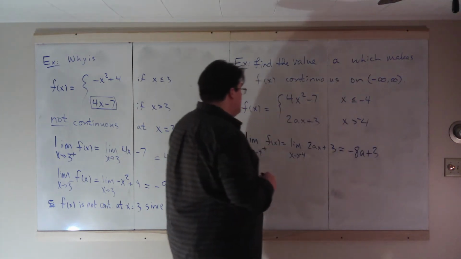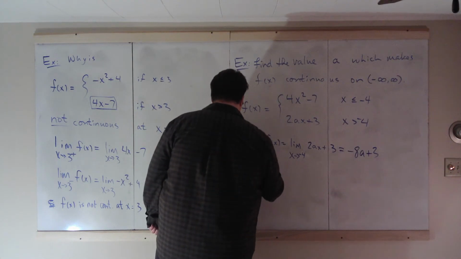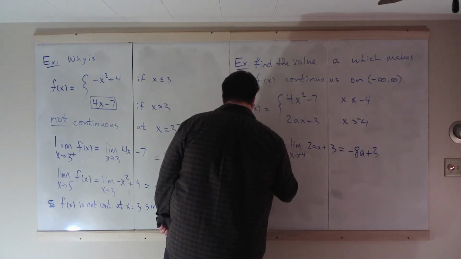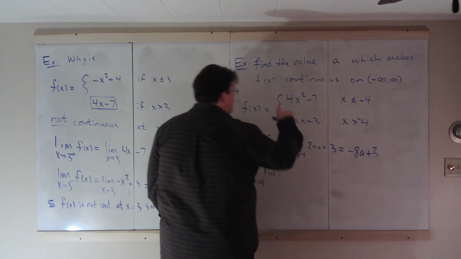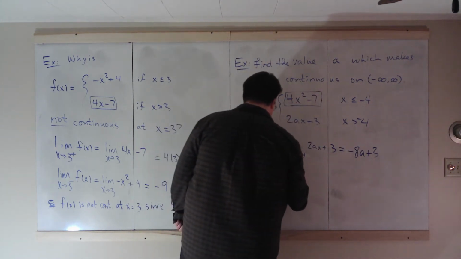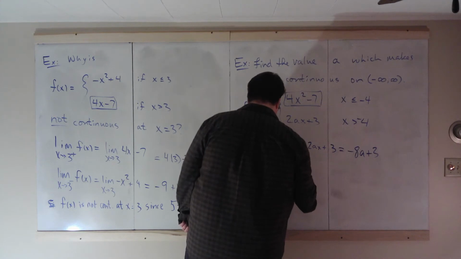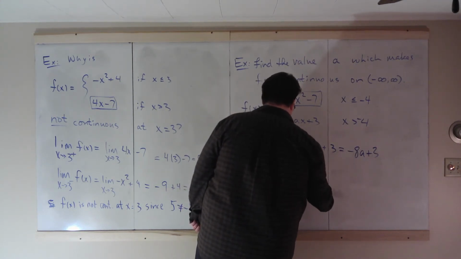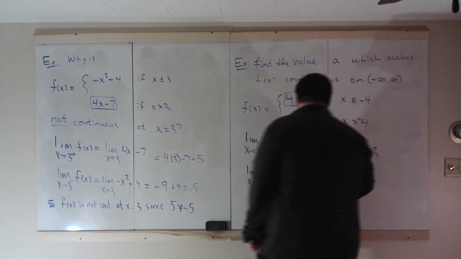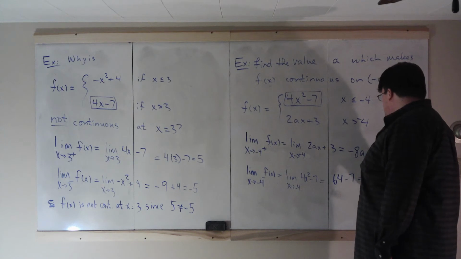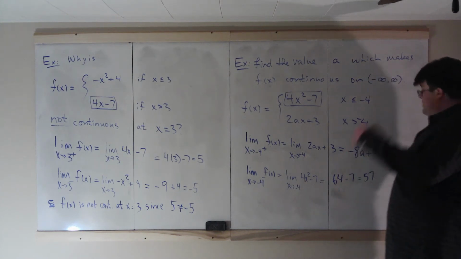Negative 8a plus 3. And how about the limit as x approaches negative 4 from the left? What is that? Well, the function on the left of negative 4 is defined as 4x squared minus 7. And what does this equal when x equals negative 4? 64 minus 7 equals 57.